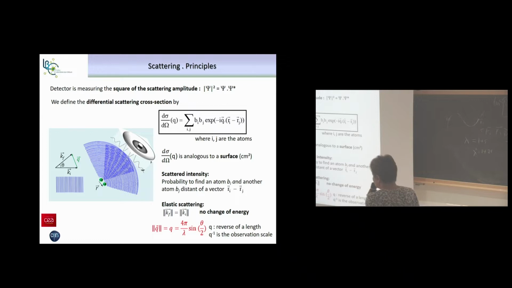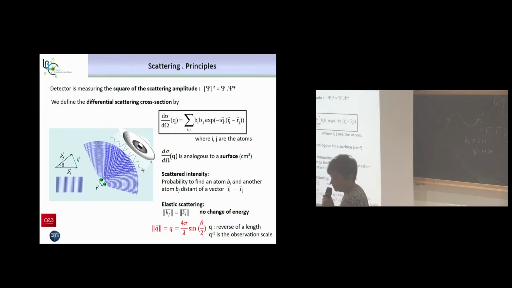So for small angle scattering, we consider that there is no change of energy. The modulus of the incident wave vector is equal to the modulus of the final wave vector. We have only a change of direction, which is not the case for other scattering techniques. But for small angle scattering, there is no change of energy, only change of direction.